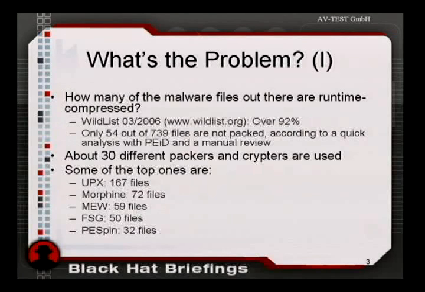Now, what is the problem? We already know what runtime packers do and what they are used for, but it's not clear how often they are used. Now, when you look at a whitelist, for example, a very recent one was the one from March 2006, and over 90% of the malware files over there are runtime compressed. This is one important number to remember. The other important number is about 30 different packers and encryptors have been used to compress all these files. And you will recognize some of the top ones like UPX or FSG and PESB. And it's also remarkable that UPX is that much used because it's open source, it delivers unpacking code, and still many antivirus vendors fail to deal with that packer.